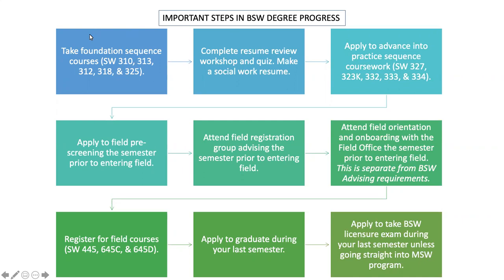So first, you're going to start by taking your foundation sequence courses, which there's 5 of them that you need to take. And during the time that you're taking those foundation sequence courses, you're going to want to complete a resume review workshop and quiz and actually make a social work tailored resume. It's important that you go ahead and get one of those started because social work resumes do look a little bit different than some resume formats that you might already be familiar with, or maybe you have from your previous resume draft.